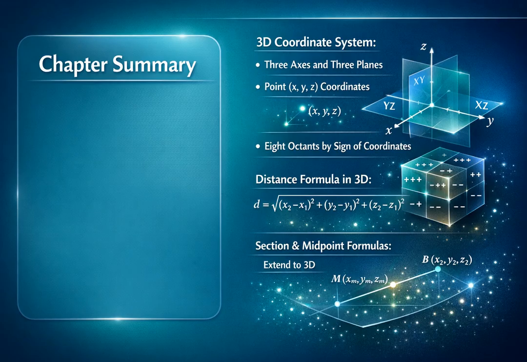In this chapter, we learned that the 3D coordinate system has 3 axes and 3 planes. A point is located by 3 coordinates, x, y, z. The 8 octants are determined by the signs of the coordinates. The distance formula extends naturally from 2D to 3D by adding the z component. The section and midpoint formulas also extend by including the z coordinate. Thank you for joining Chapter 11 on Introduction to Three-Dimensional Geometry.